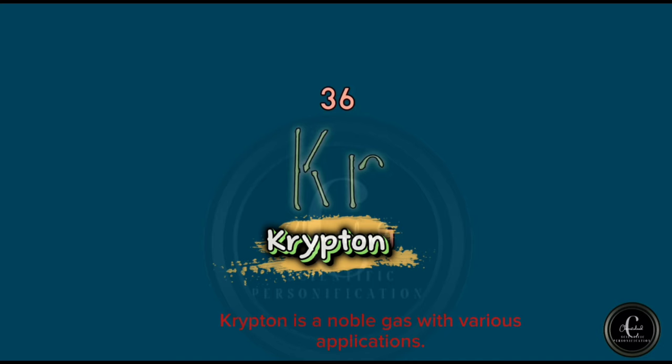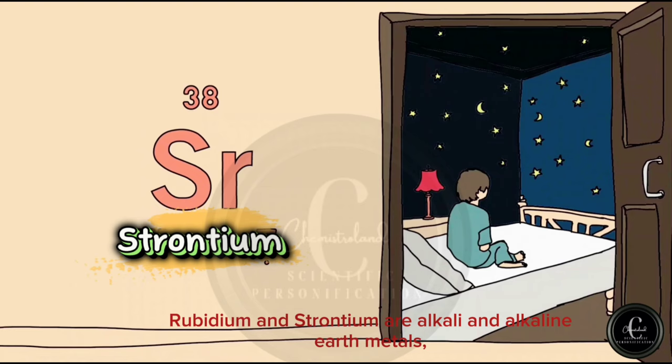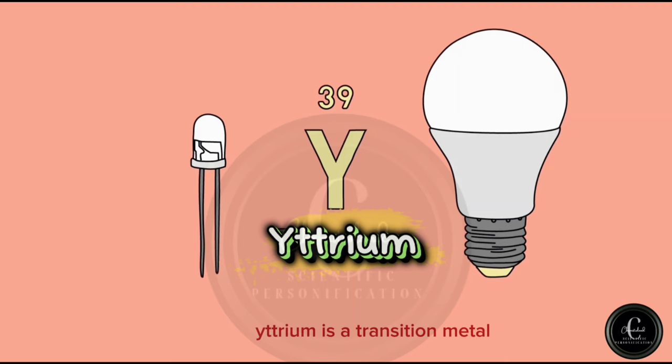Krypton and xenon are noble gases with various applications. Rubidium and strontium are alkali and alkaline earth metals. Yttrium is a transition metal.